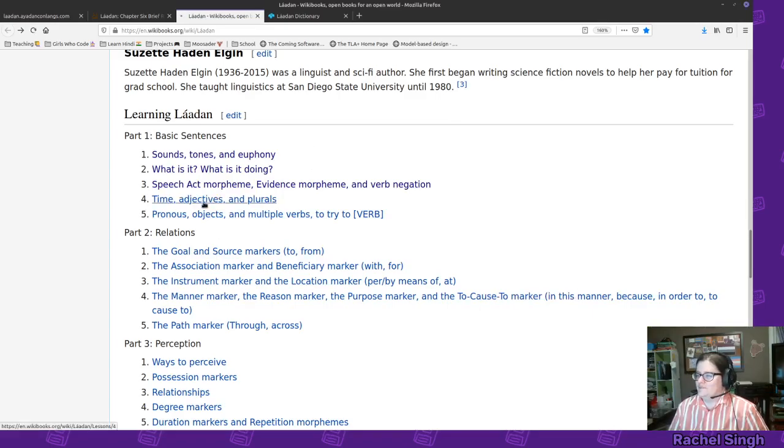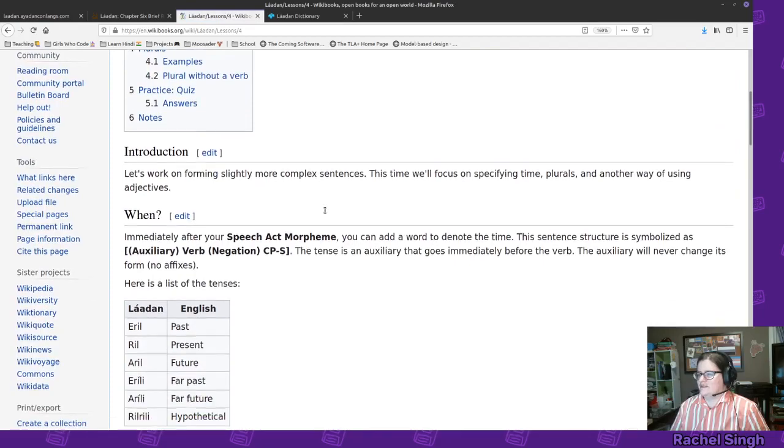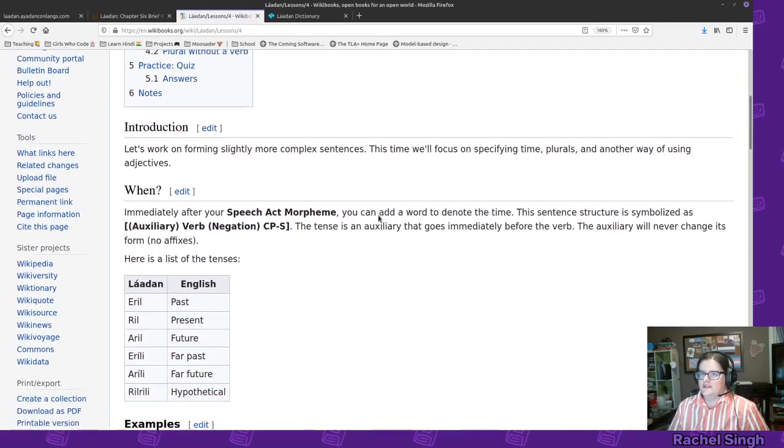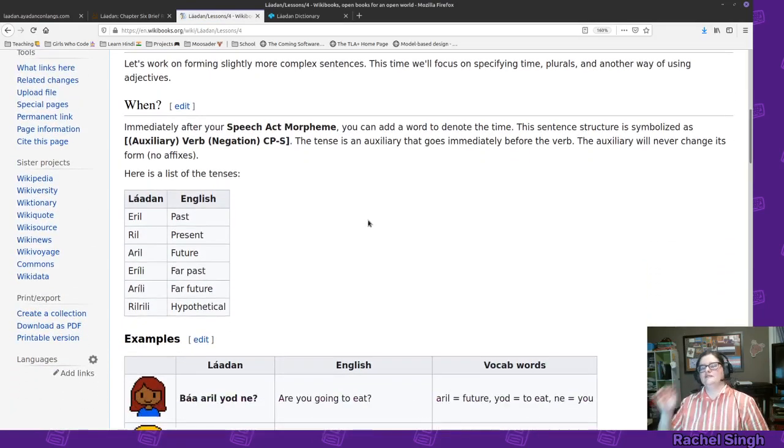So good. So time, adjectives, and plurals. The verbs are always going to be the same word. You're not going to have a past tense and a future tense. There's no verb conjugation that way. You can add an extra word in your sentence to indicate the time or the tense.